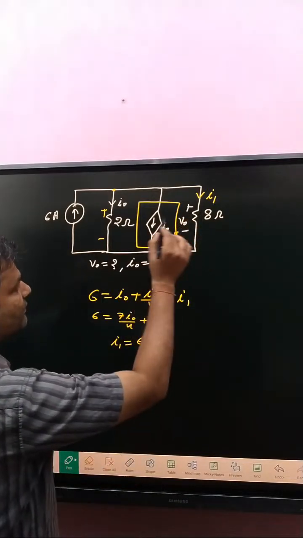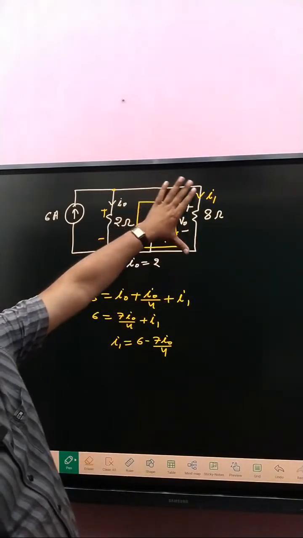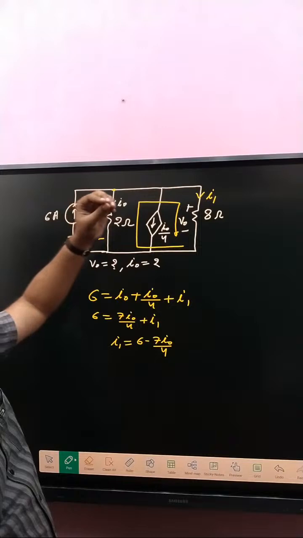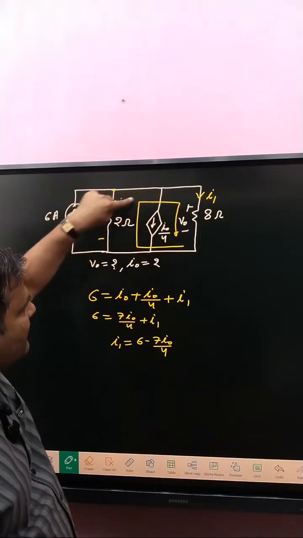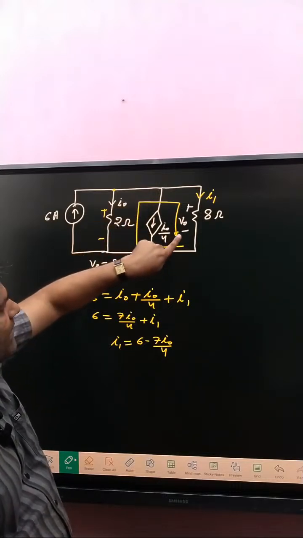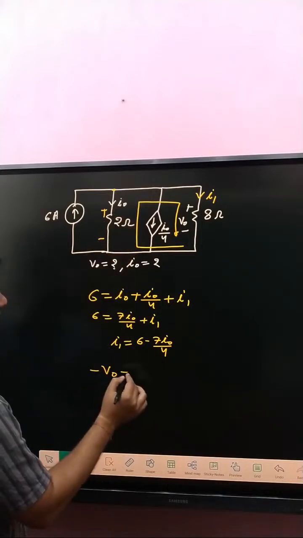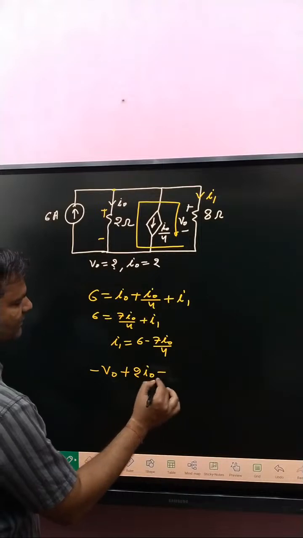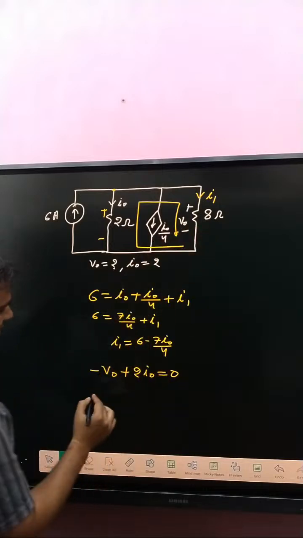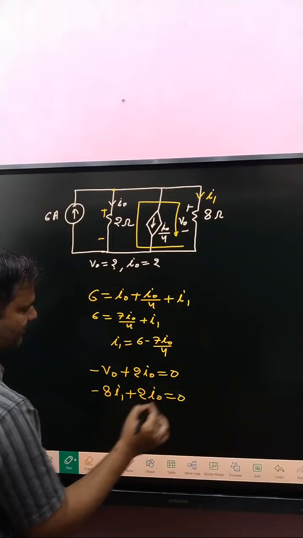And what about V naught? First of all, these two resistances are parallel, so the polarity of these two are the same. Otherwise, you can apply KVL in that super loop. That is called a super loop. Minus to plus, minus V naught, plus to minus 2 into I naught, is equal to 0. And V naught is equal to I1 into 8. So 8 into I1 is equal to 2 I naught.